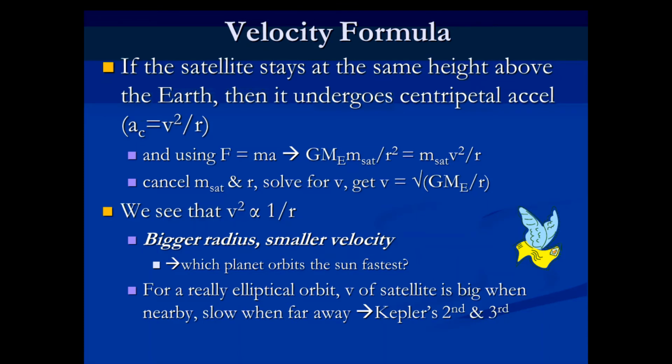Okay. Now, once again, we're assuming nice circular orbits. If it's more elliptical, then we'd say, oh, well, the closer it's getting toward the massive object, the faster it's going to be going. And that comes from Kepler's second and third law.